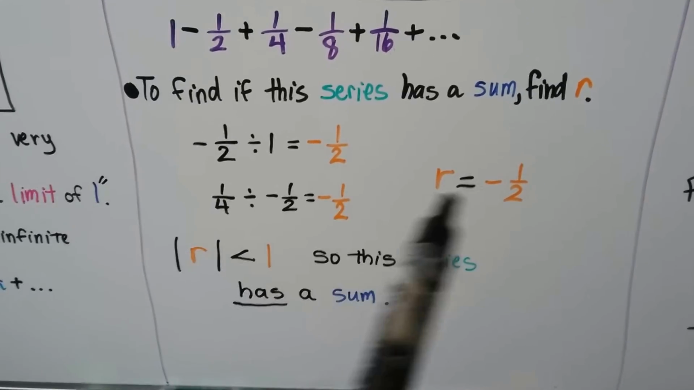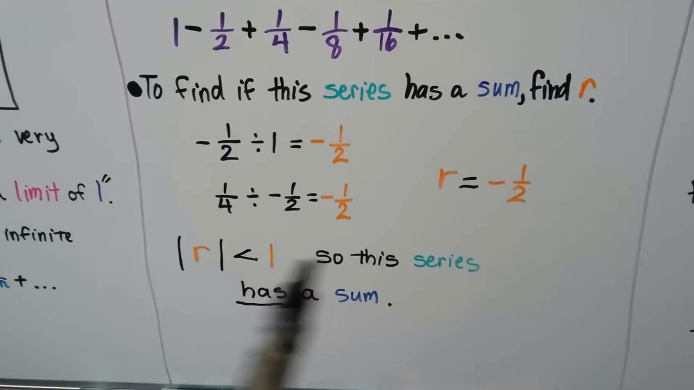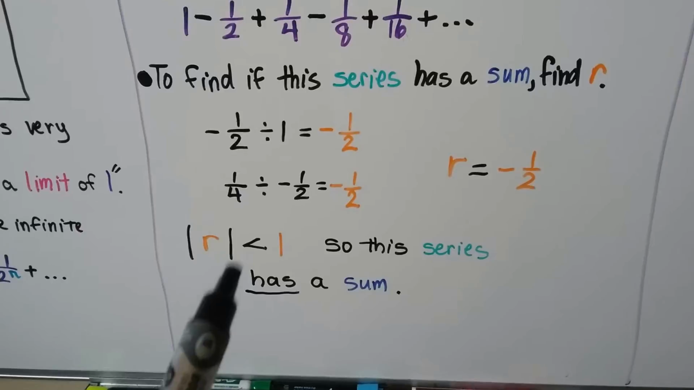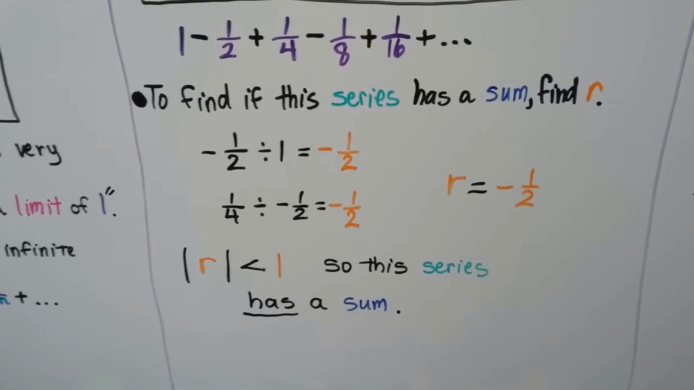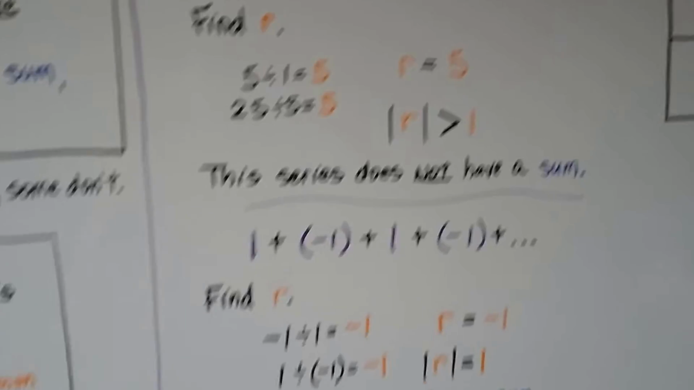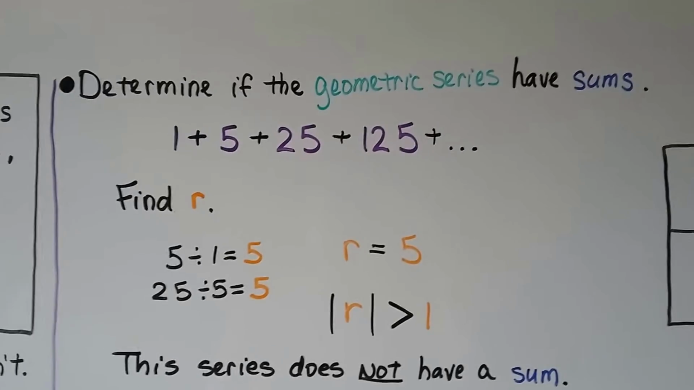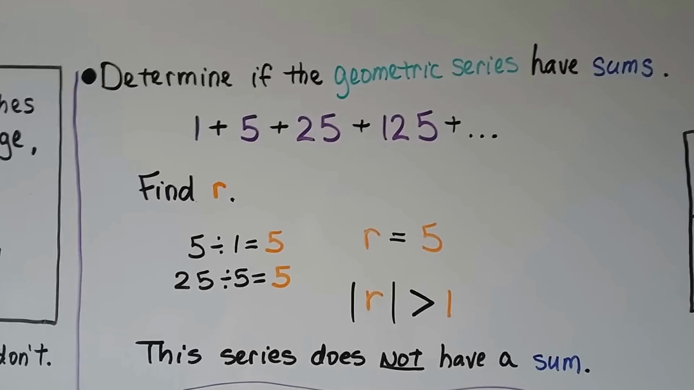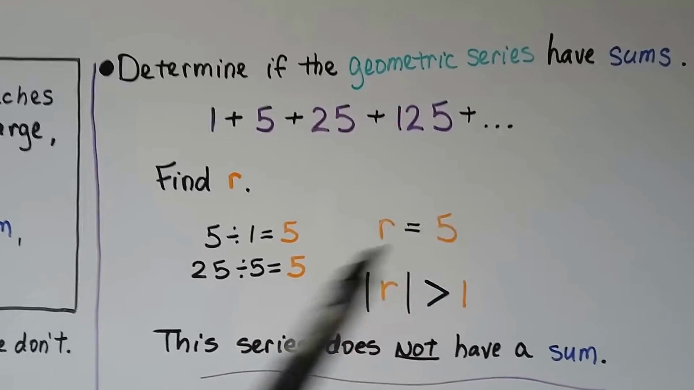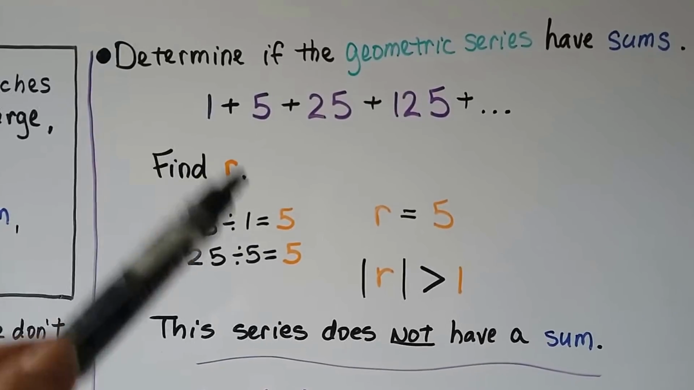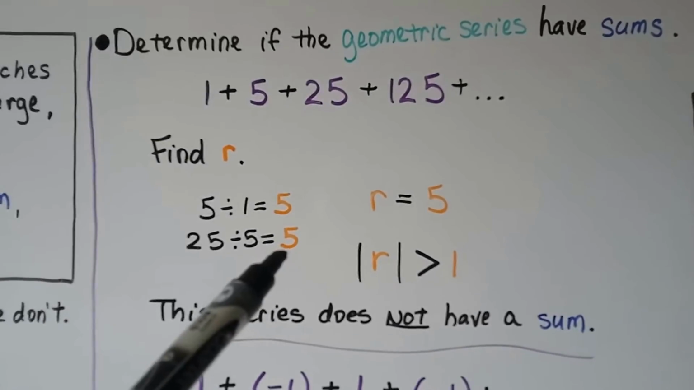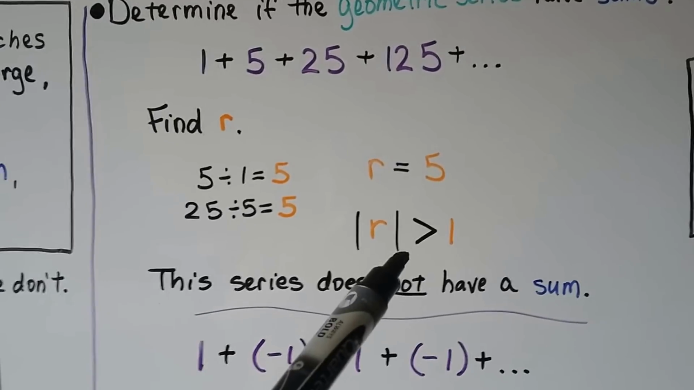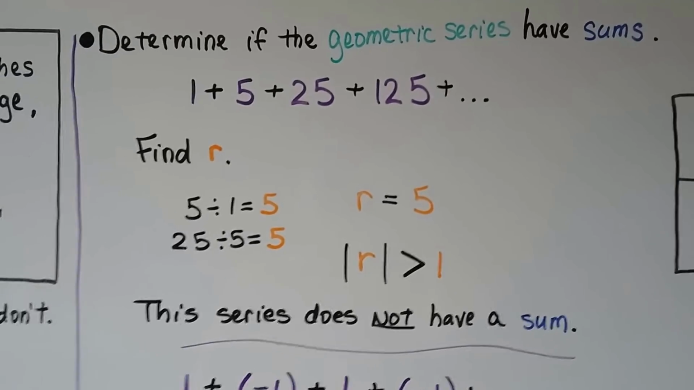The absolute value of r is less than 1. Negative half is less than 1, isn't it? So this series has a sum. Okay? Let's see if we can determine if the geometric series has sums. We have 1 plus 5 plus 25 plus 125 plus and so on. Got our ellipses. We find r. 5 divided by 1 is 5. 25 divided by 5 is 5. R equals 5. The absolute value of r is greater than 1, so this series does not have a sum.